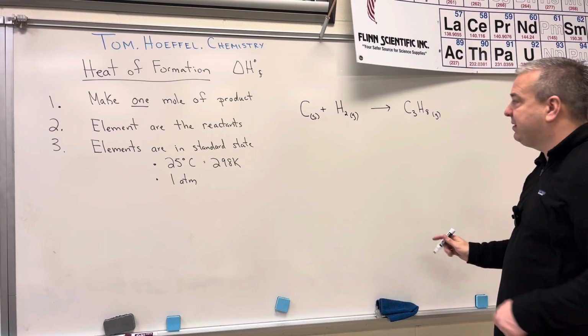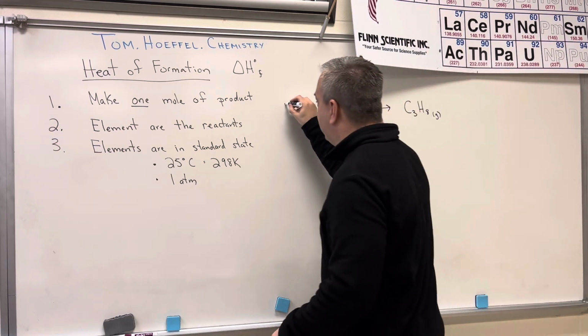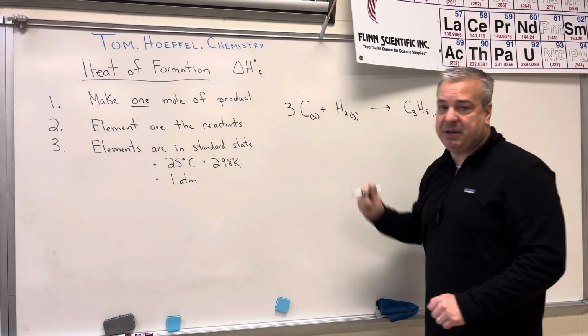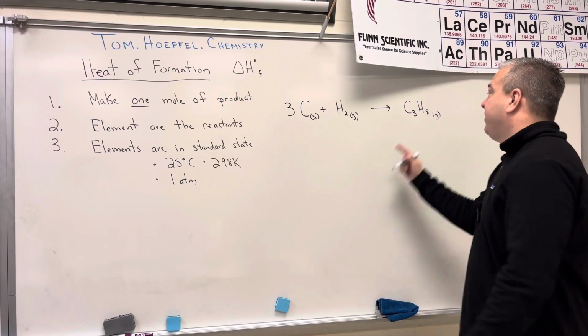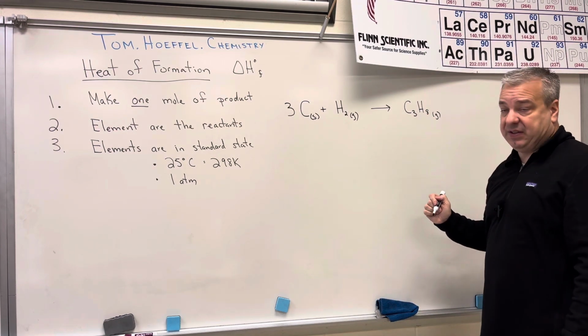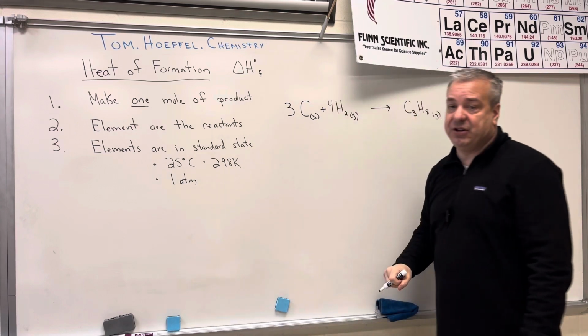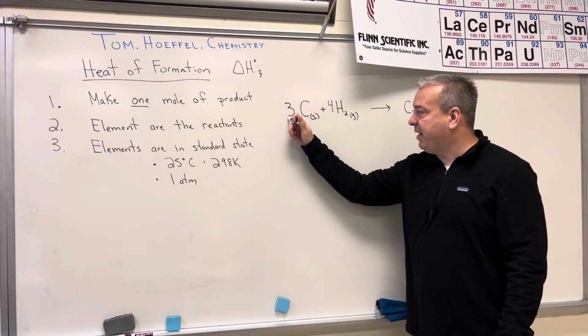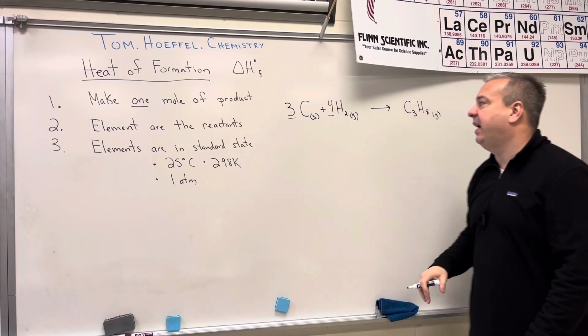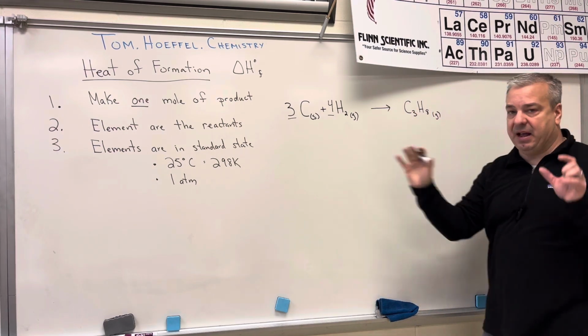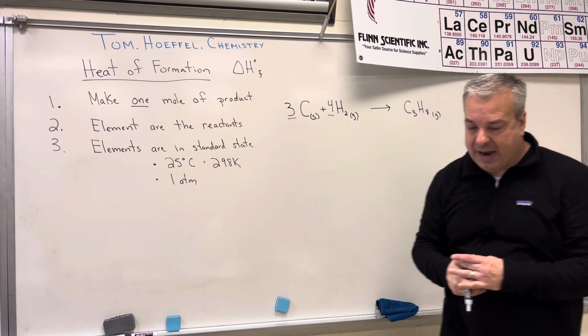Now, if we're going to balance this out, there are 3 carbons on this side, so there have to be 3 carbons on this side. There are 8 hydrogens on this side, so there are going to be 8 hydrogens on the left-hand side. So I'd have to balance this with a 3 and a 4 in order to get the same elements on both sides of the reaction.